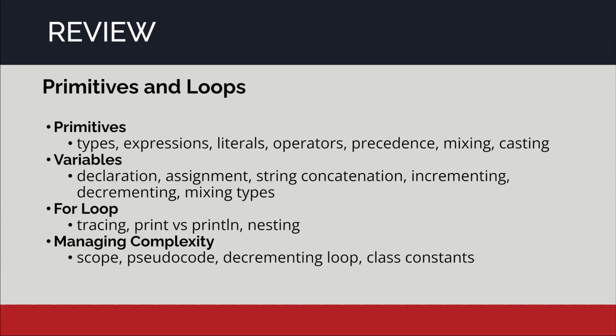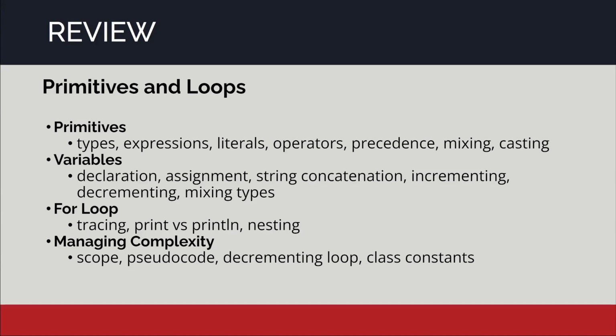Incrementing, decrementing, mixing types. And then we talked about the for loop, which was fun, and how to walk through a for loop, or tracing. We introduced a new way to output text, which is System.out.print instead of println. And then we talked about nesting for loops, which is when things got wild and crazy. And then we wrapped up by going through managing complexity.